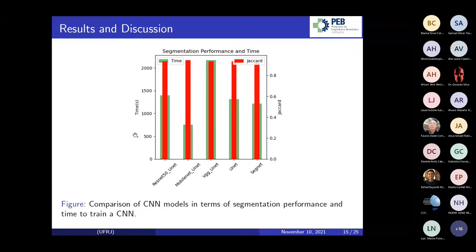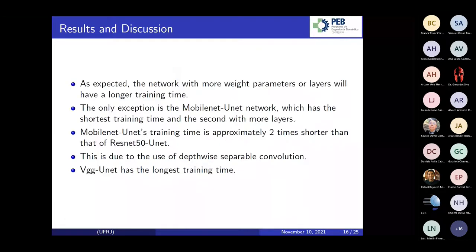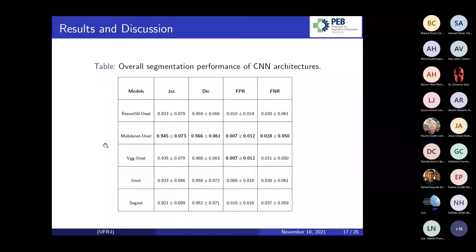Now, starting with the results and discussion, we see the training time for each CNN architecture. And these values were obtained after reaching a specific value of the Jaccard metric. And you can see that, as expected, the network with more parameters or layers will have a longer training time. The only exception is the MobileNet UNet because of its depthwise separable convolution technique. And for the longest model training time, you have the VGG network. After that, we analyze the overall segmentation performance from each architecture, where we put in the best values for each metric.